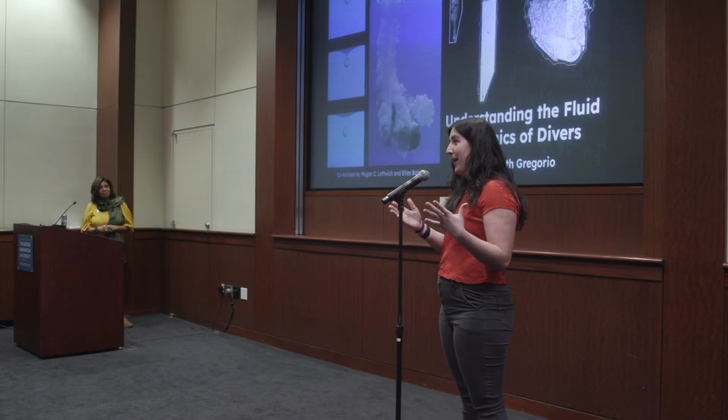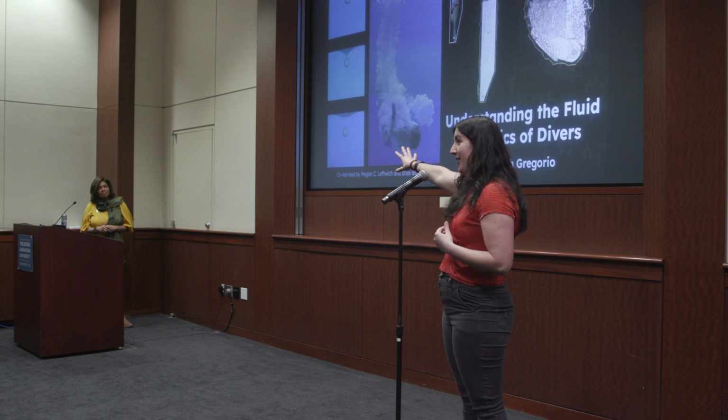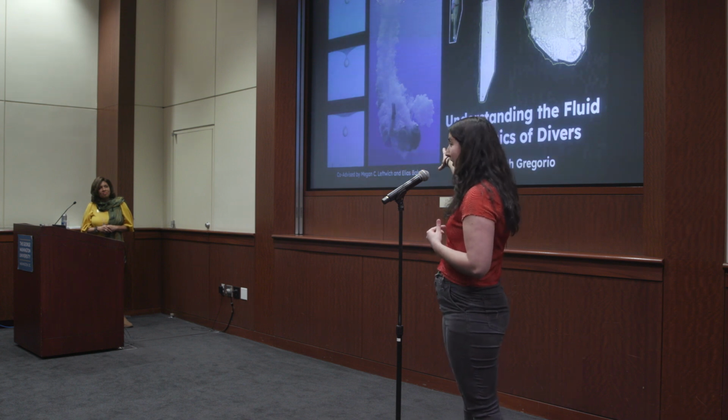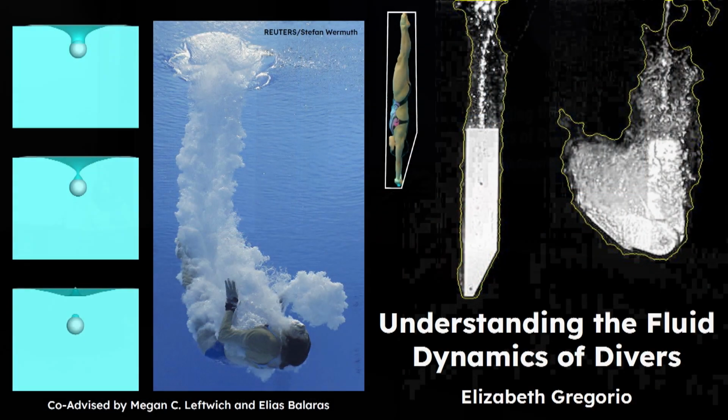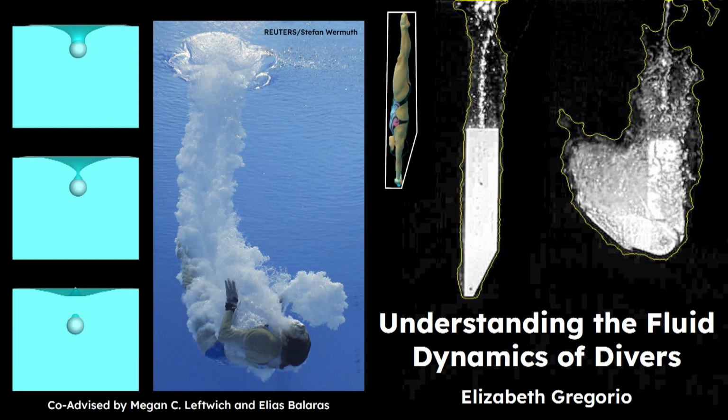Now, if we compare that sphere entry to a picture of a diver underwater, we can see that a sphere is really not capturing the dynamics of the diver. When the diver does the somersault, they are not only creating a bubble trail, but they're also bending it. So to capture these dynamics, I took a rough outline of a diver and I added a hinge at the hip so it would turn underwater.